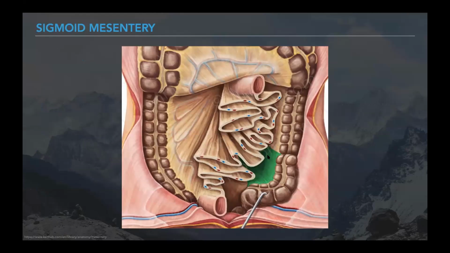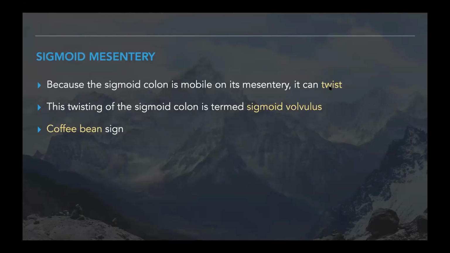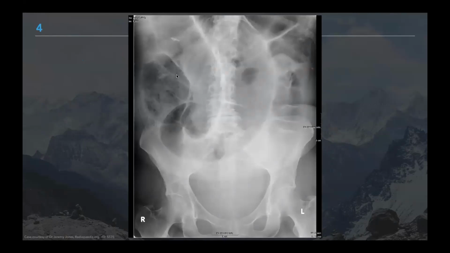This is the sigmoid mesentery in green. And the importance of this is that the sigmoid is slightly mobile. And because it's mobile and has a mesentery, it can twist. Twisting of the sigmoid colon is termed sigmoid volvulus, and you get something called the coffee bean sign. So apparently this looks like a coffee bean with the eye of faith.